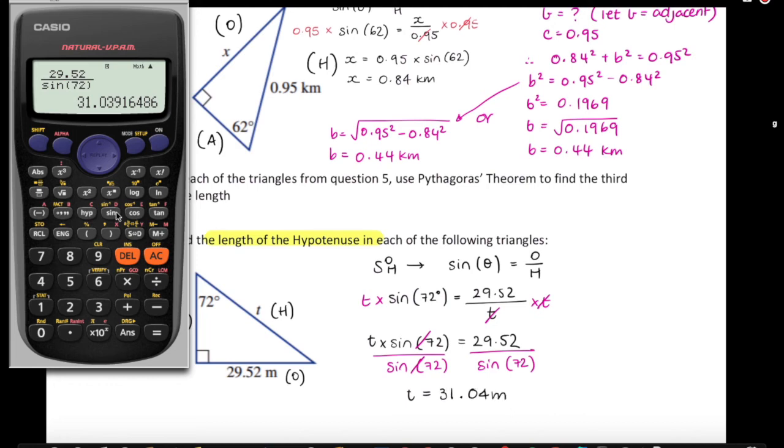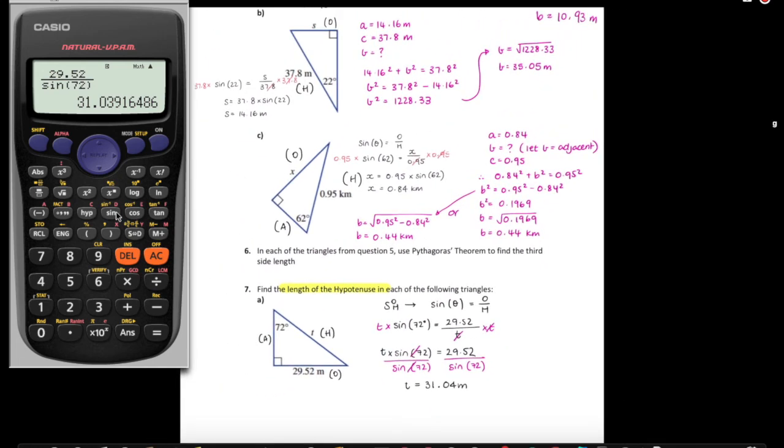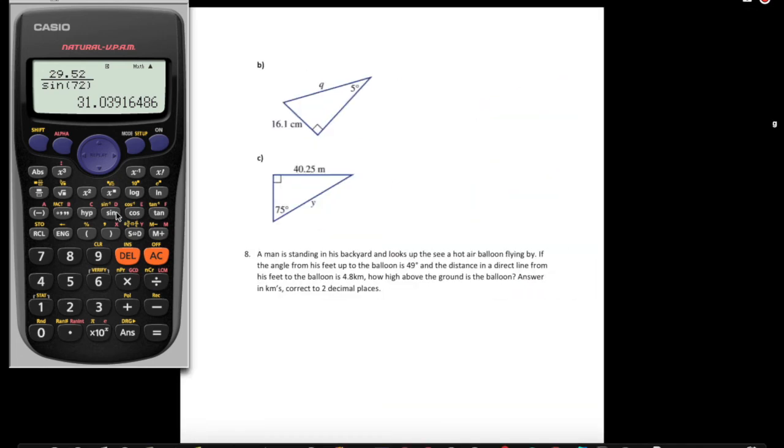31.04 meters. So I'm going to do that now for the next set of questions. Just follow along and check your working out to make sure that they do match. If there's any mistakes, maybe have a go at pausing the video and trying the question out again to make sure that you do know.